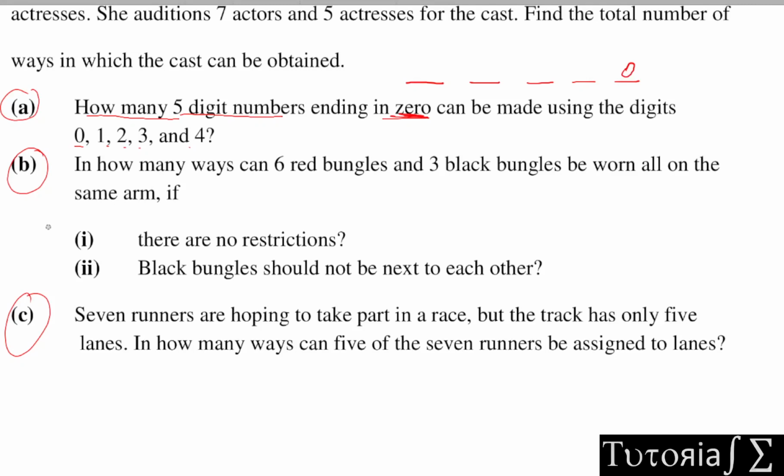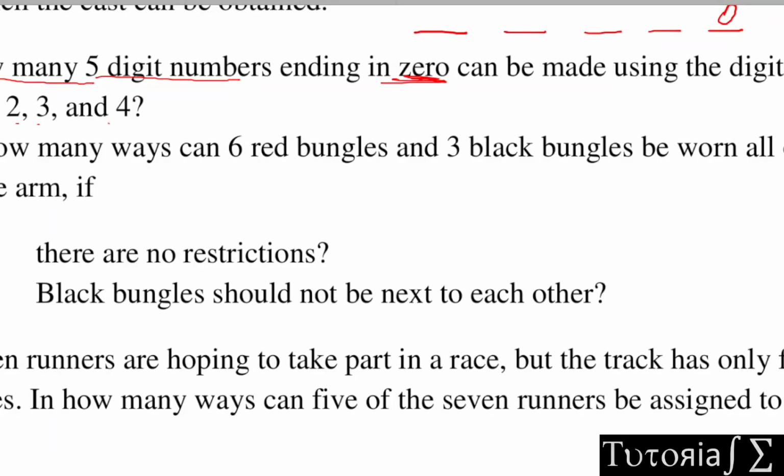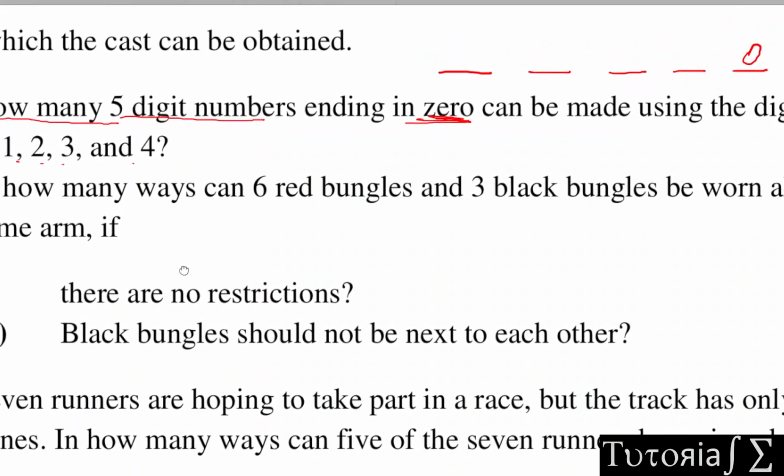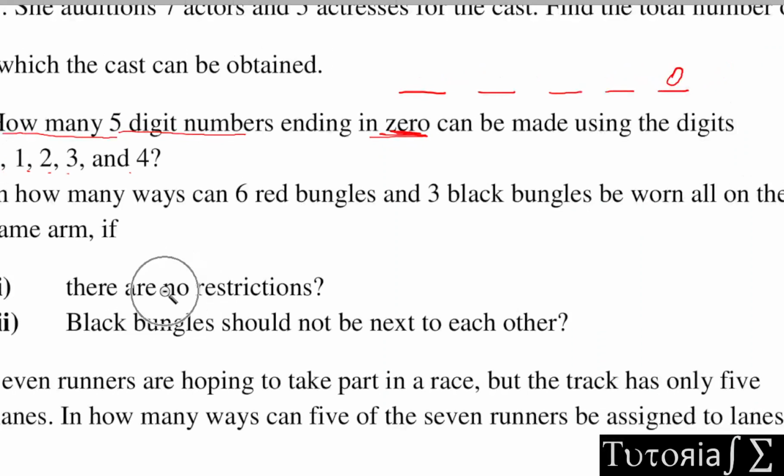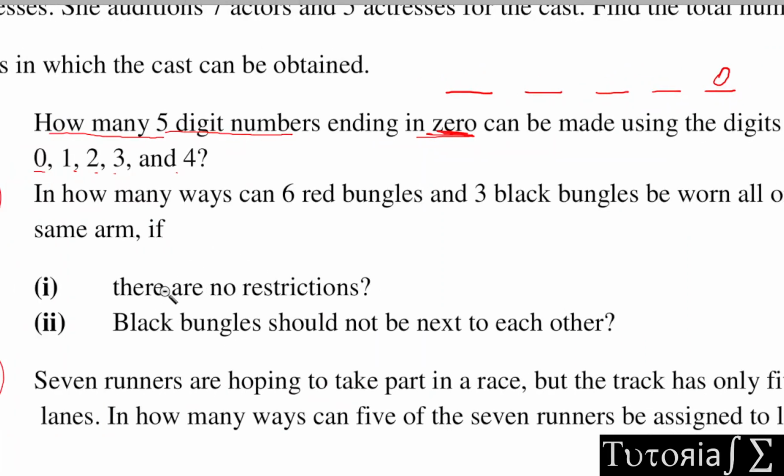Okay, so now let me just zoom in. Hope you're able to see. Okay, so we should have a 0 at the end. So we'll be looking at the possible combinations that we can have in these spaces. So if we have a 0 at the end, how many possible zeros can we have? We can only have one number here, so we can only have one possible combination here, which is just a 0.